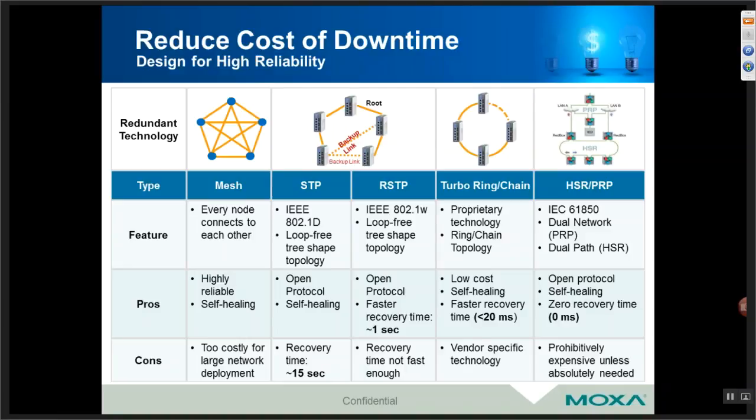Then we get into some proprietary technologies such as Moxa's Turbo Ring and Turbo Chain, where you can get less than 20 milliseconds fast healing, but you've got to use one manufacturer's product to get that level of performance. If you're in a situation such as substation automation, some of the redundant technologies that are starting to emerge there, such as HSR and PRP, can give you zero recovery time. But the downside is you're basically creating a complete redundant network, so the costs of implementing that are significantly higher than the other technologies.